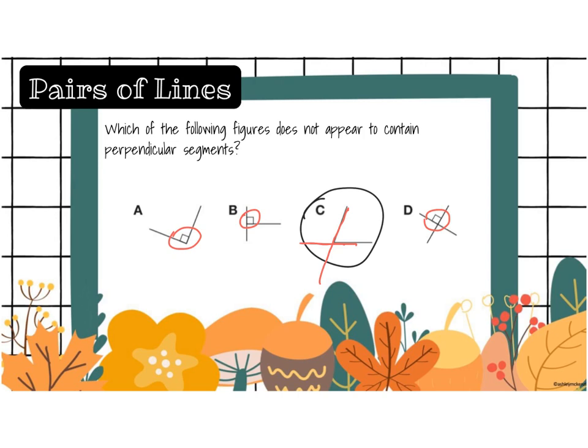Are there any questions on why it's C versus any of the others? You're looking for that square in the corner. If it has a square, it's perpendicular. If it does not, then it means it's oblique.